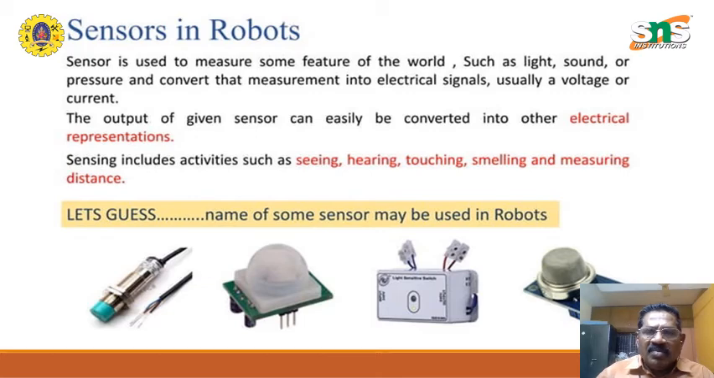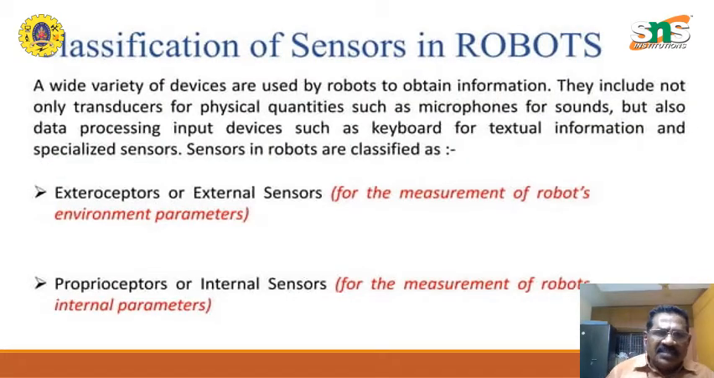Now, let us see the names of some of the sensors that are being used. We classify the sensors in robots in two different ways. A wide variety of devices are being used in robots to obtain information. They include not only transducers for physical quantities such as microphones for sounds, but also data processing input devices such as a keyboard for textual information, and specialized sensors.